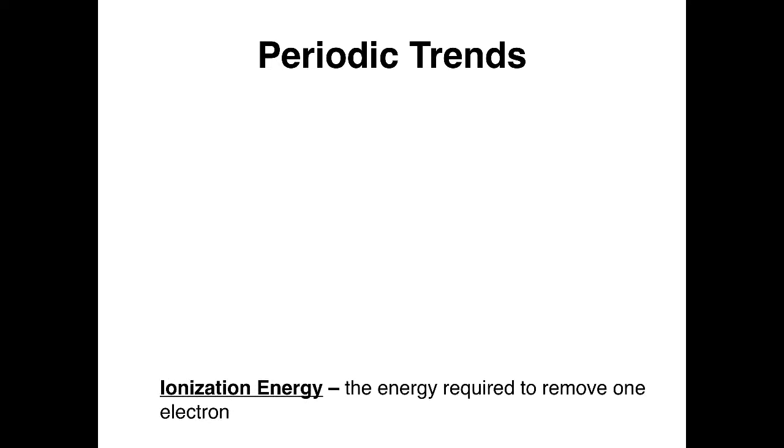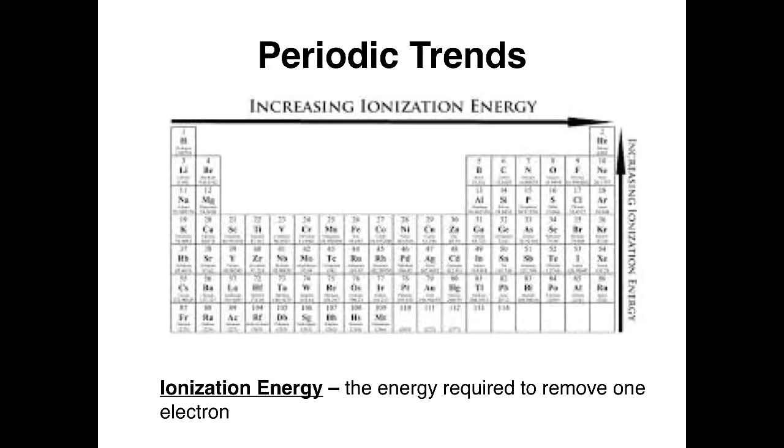There's another trend, which is the energy required to remove an electron. The energy required to remove an electron is called the ionization energy. Makes sense because you form an ion, so the energy required to remove an electron and form an ion would be called the ionization energy. Now this table shows you the trend for ionization energy.